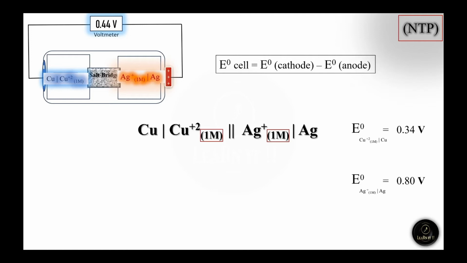So when silver is in contact with the copper electrode, silver makes copper undergo oxidation because the standard reduction potential of silver is more than that of copper. So even though copper has a positive reduction potential, it will undergo oxidation because of silver. When theoretically calculated, it gives the value 0.44 volt, which is equal to the practical value.